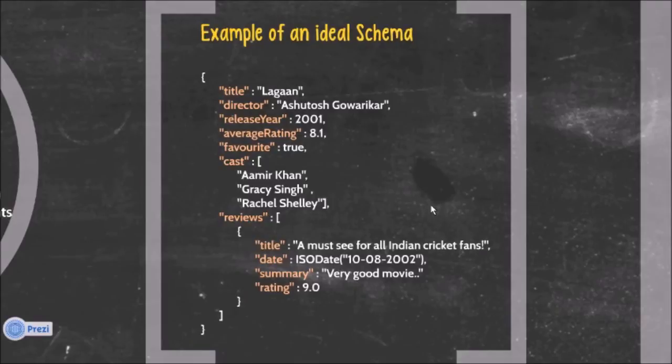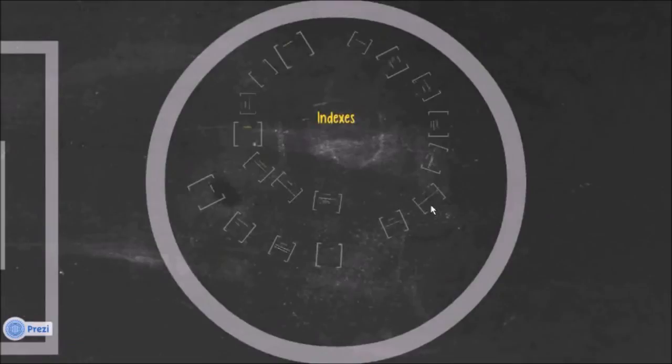And it is not completely flat either. It has an array of actors. I can have an array of reviews, which is another complex document, and I can do all sorts of stuff with this kind of document. So folks, I think you have a pretty good understanding of MongoDB now, and let's see how we can use indexes to improve the performance of our MongoDB setup.